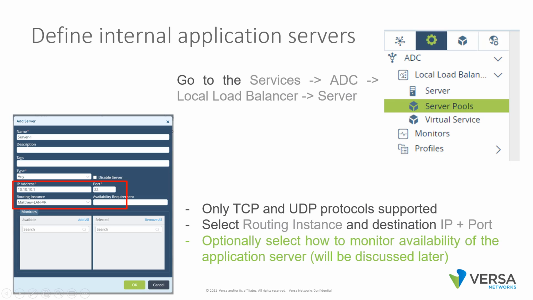So for this, you would need to go into the services menu, ADC load balancer, and in the servers, you define what is going to be your internal server. So first of all, you define the IP address of the internal server, what should be the port number of the application to which we want to have access, and through which VRF it is available.